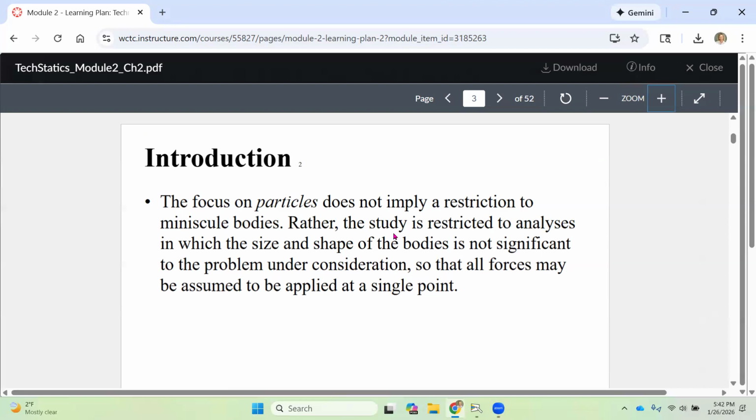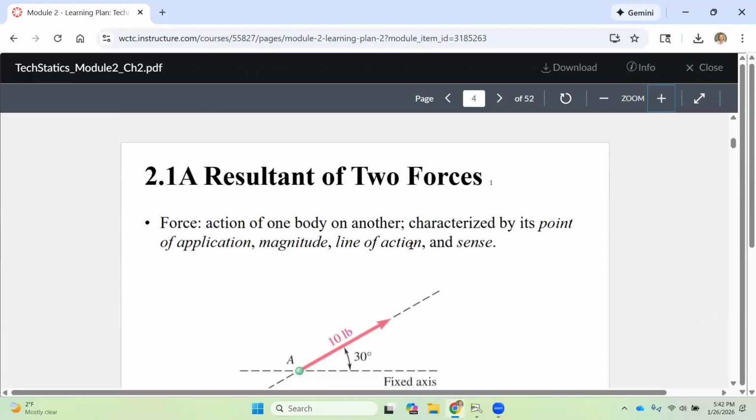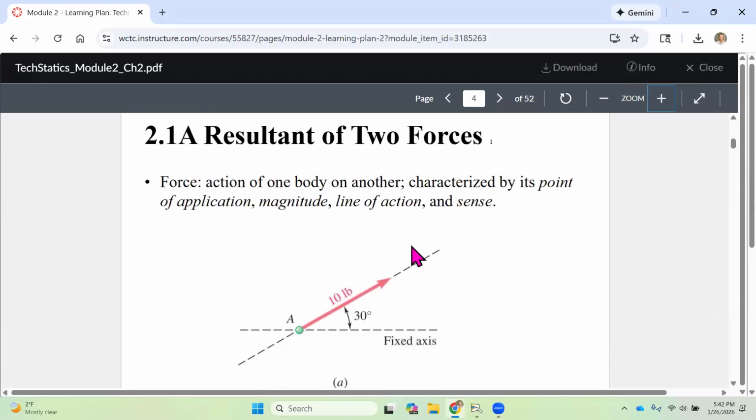So that's kind of the verbiage that they end up using. Just so that you know, it doesn't mean that it's a tiny little bit. It just means that it's referencing an object, if you would. They just kind of use that verbiage. So let's first talk about resultant.